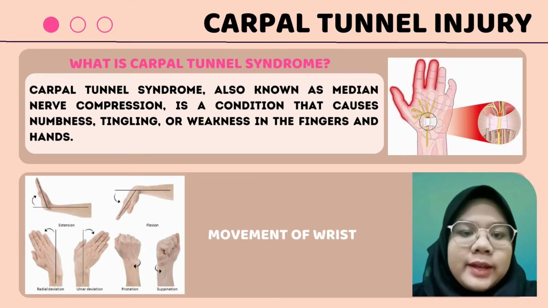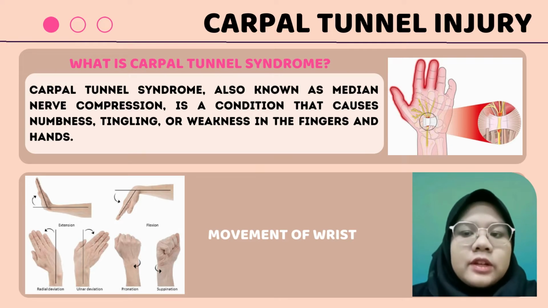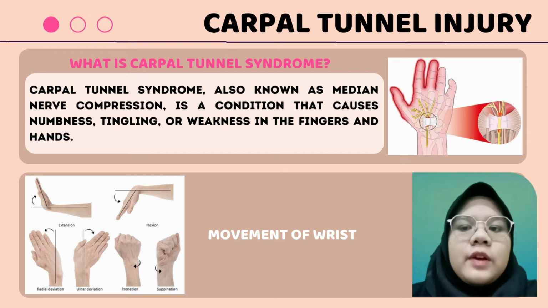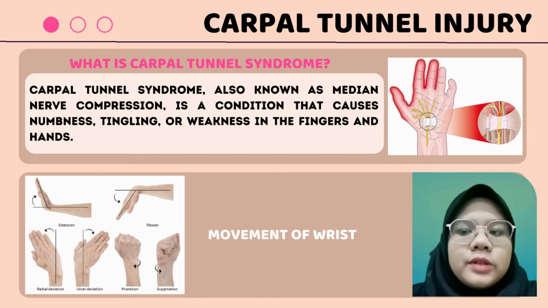Next is about the movement of the wrist. The wrist is a complex series of joints that are formed around the carpal bones and the radius and ulna forearm bones. The wrist is capable of 3 sets of distinct movements, which are flexion and extension, supination and pronation, ulnar deviation, and radial deviation.